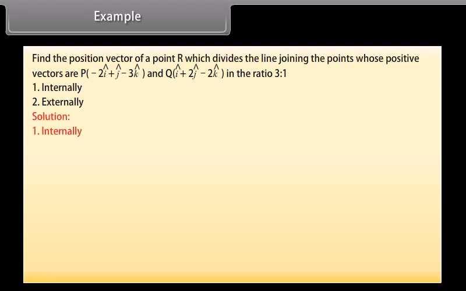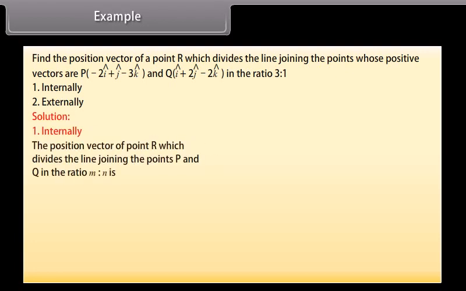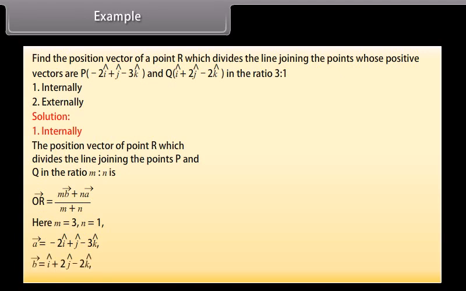Solution. 1 internally. The position vector of point R, which divides the line joining the points P and Q in the ratio m:n, is vector OR equals m vector B plus n vector A by m plus n. Here, m is equal to 3, n equals 1. Vector A equals minus 2 cap I plus cap J minus 3 cap K. Vector B equals cap I plus 2 cap J minus 2 cap K.